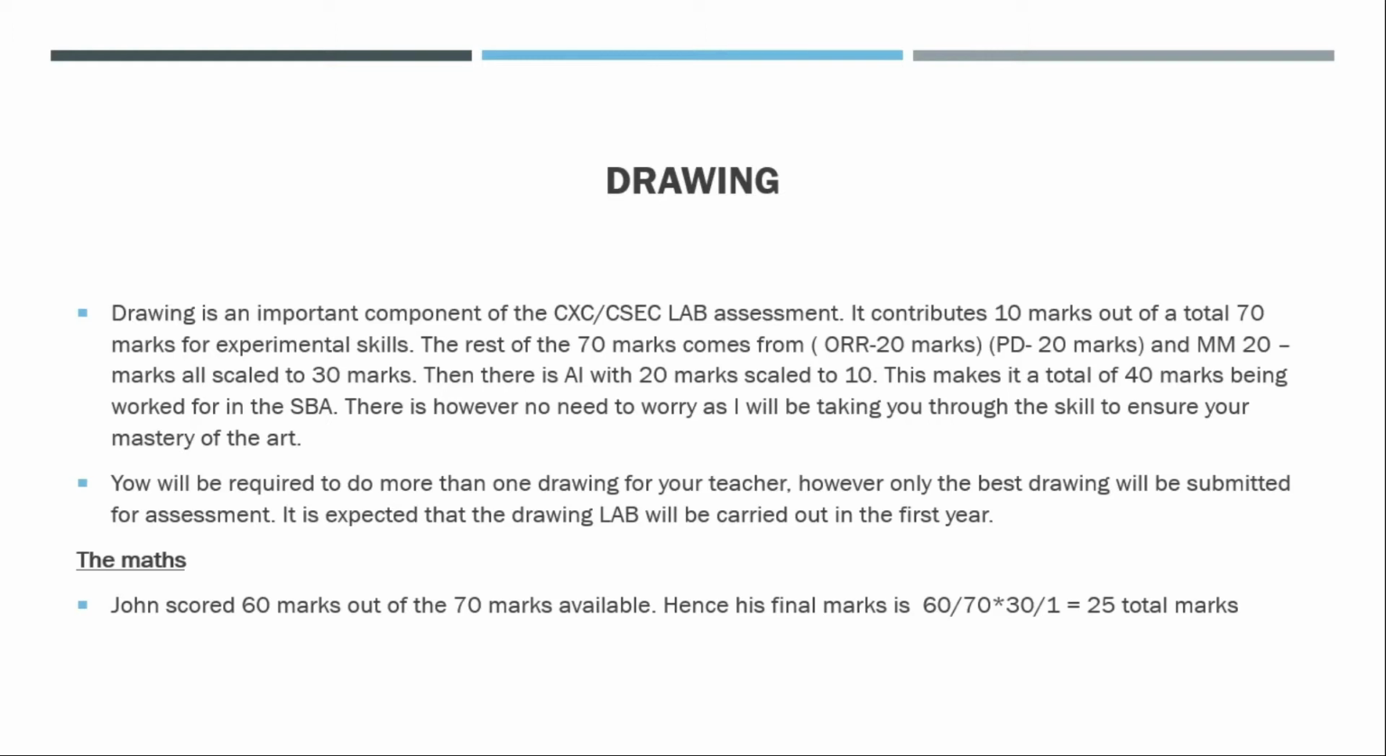Now, ORR would be contributing another 20, PD would be contributing 20, MM also would be contributing 20, all of which will be scaled to 30 marks. Then there's AI, which also contributes 20 marks, and that too is scaled to 10, which makes that total of 40 marks that you can earn for your SBA activity.